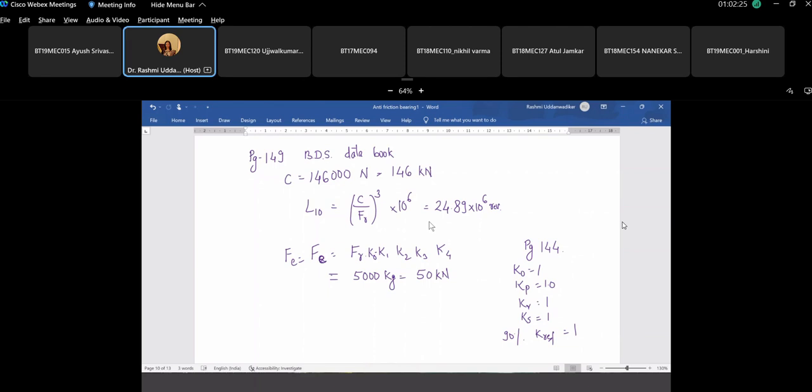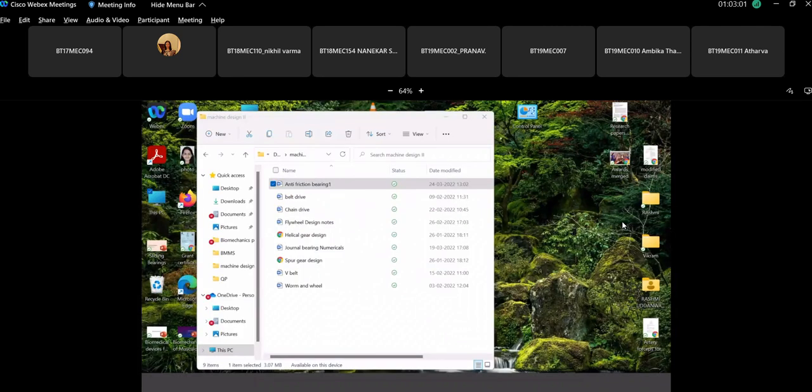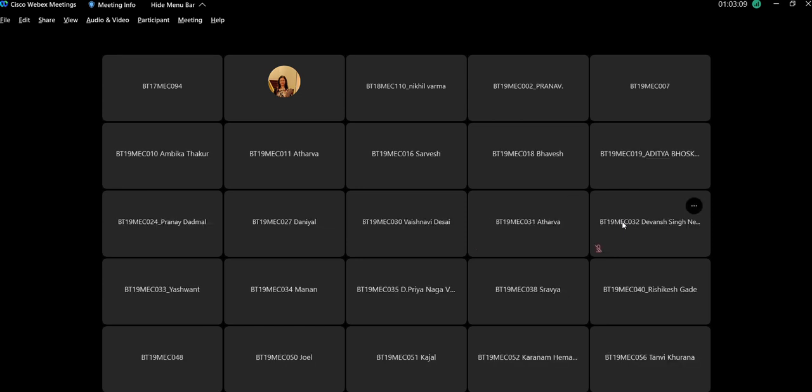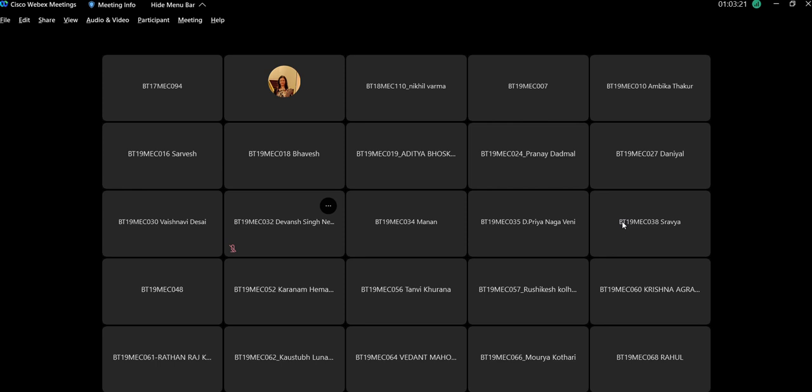Tomorrow we'll convert this into hours, and then we'll solve the second part of the problem. We'll take a few more numericals on ball bearing. That's all from my end. If you have any questions, feel free to ask, else you can leave. No questions, no doubts. Ambika?